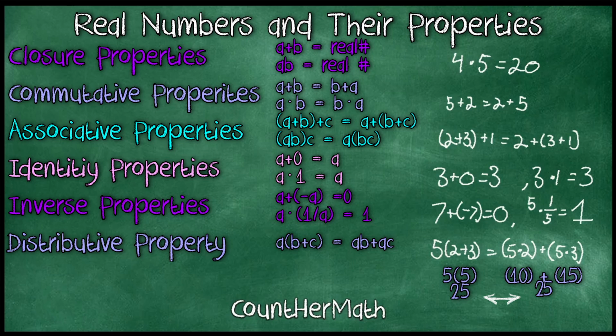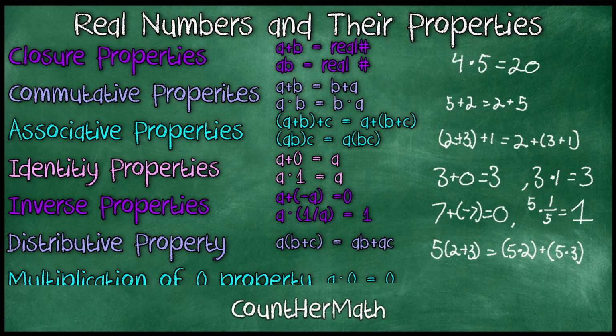And the final property we're going to talk about is the multiplication property of 0. Anything times 0 is 0. So if we want to keep this format we have going, we'd have a times 0 equals 0.